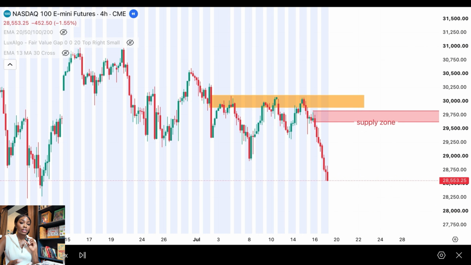So more than likely that is an area of interest for sellers in the event price comes back and revisits this zone. So that is option number one. That is what I see on the 4-hour time frame.